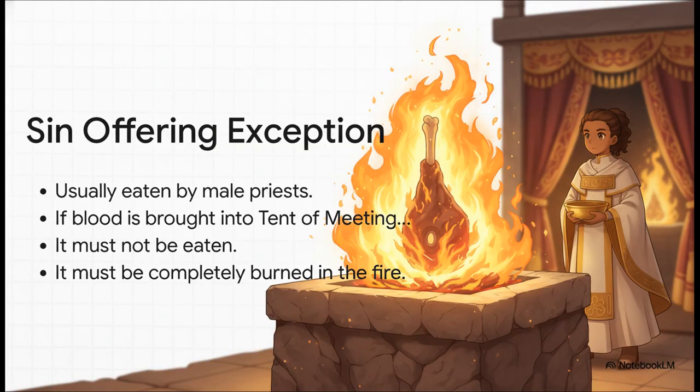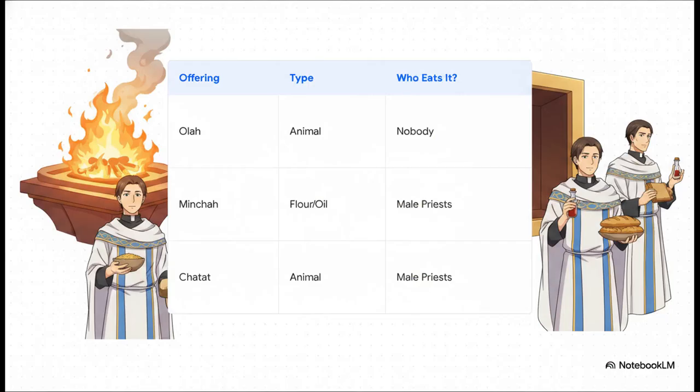Now, just like the meal offering, the sin offering is generally meant to be eaten by the male priests in a holy place. But again, there is a clear, hard boundary and exception outlined in the text. If the blood of a particular sin offering is brought deep inside the tent of meeting to make atonement in the inner sanctuary, the rule changes entirely. The meat of that specific offering must not be eaten by anyone. None of it. It must be completely burned in the fire. And this brilliantly illustrates how all these pieces fit together.